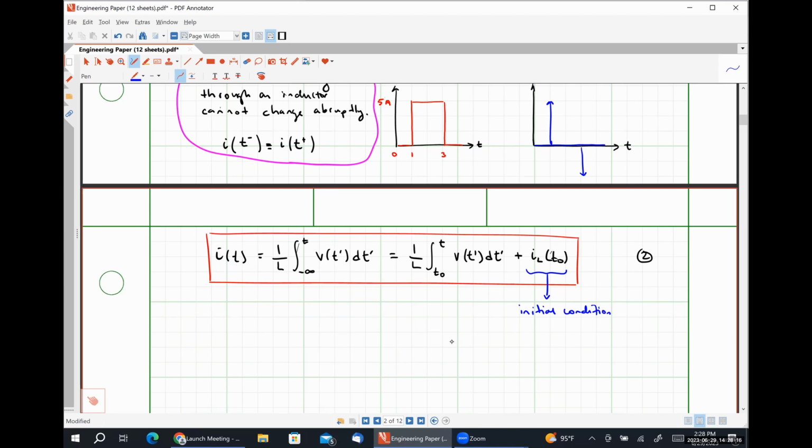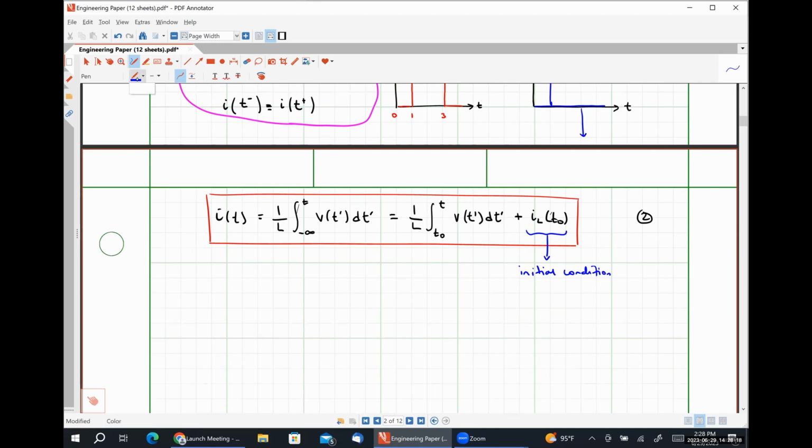So let's look at this really quickly with a simple mathematical example. Let's say that the voltage drop across an inductor is given by 5e to the minus 20t volts. And let's say that i(0) was 1 amp.